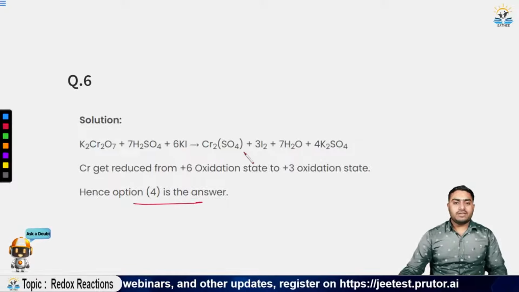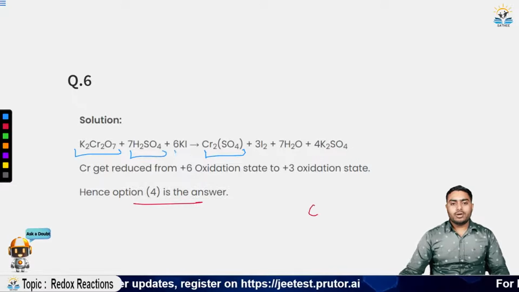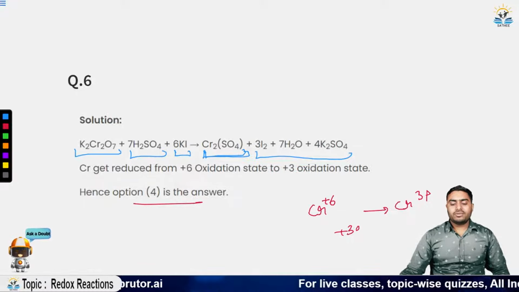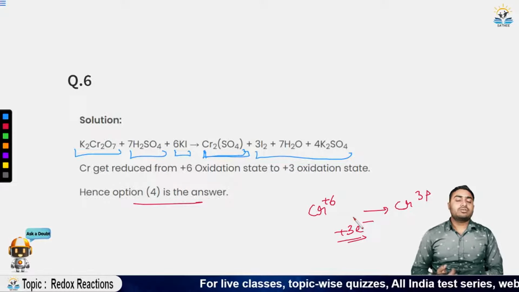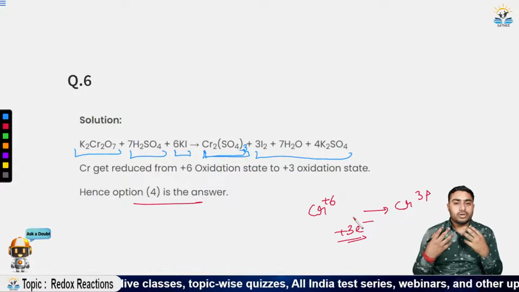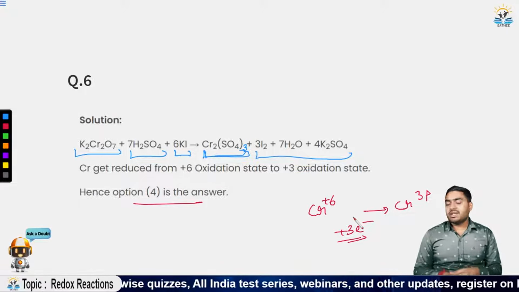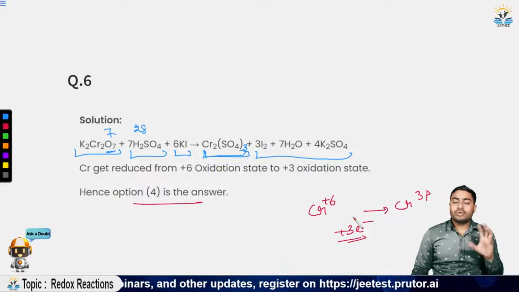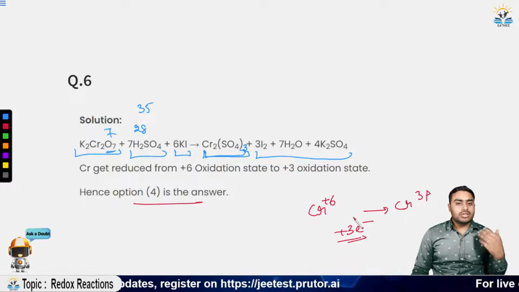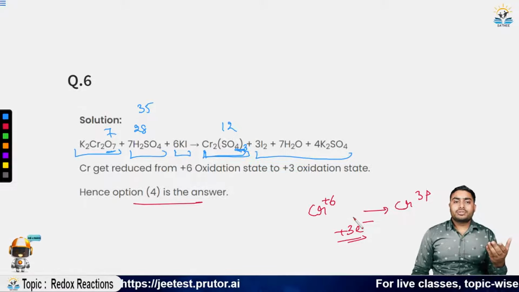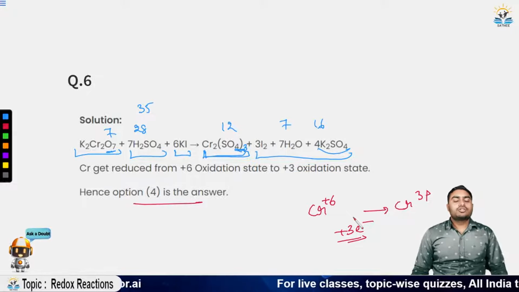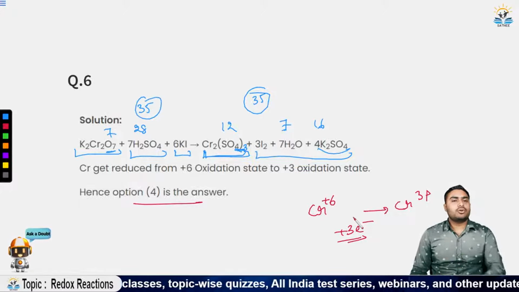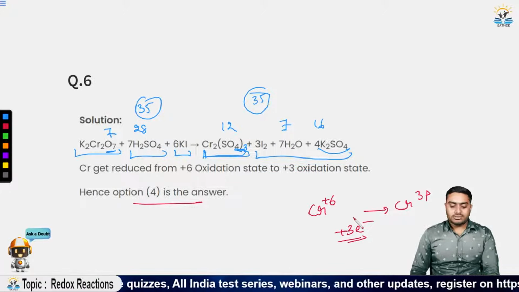If the chromium is changing from +6 to +3, then definitely there is an addition of 3 electrons. So there is a gain of electrons, which means it is undergoing reduction, so it is acting as an oxidizing agent. Oxidizing agents are those agents which can oxidize others and reduce themselves. So Cr+6 is undergoing reduction here: Cr+6 plus 3 electrons gives Cr3+.